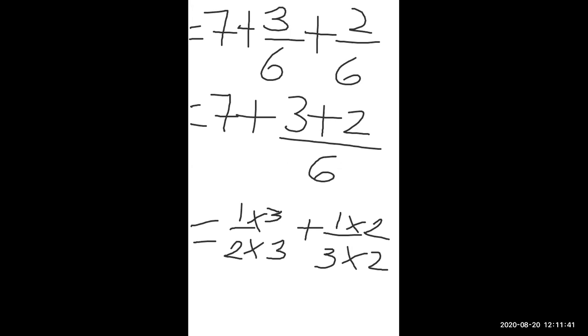Here what are you going to take? 7 plus as it is. The denominator there you are getting is 6. So you have to take one common denominator and then add the upper one, that is 3 plus 2.